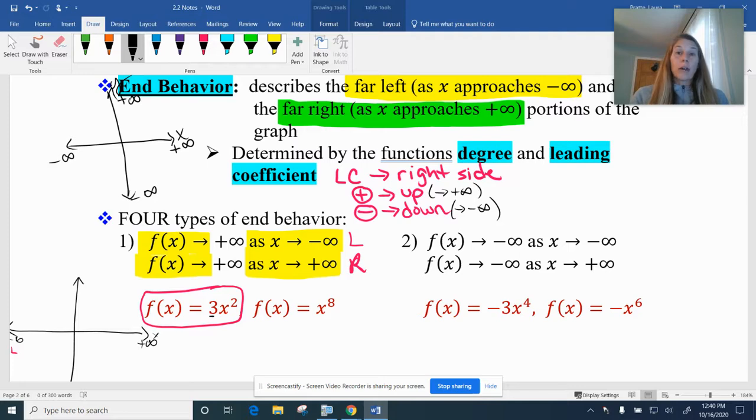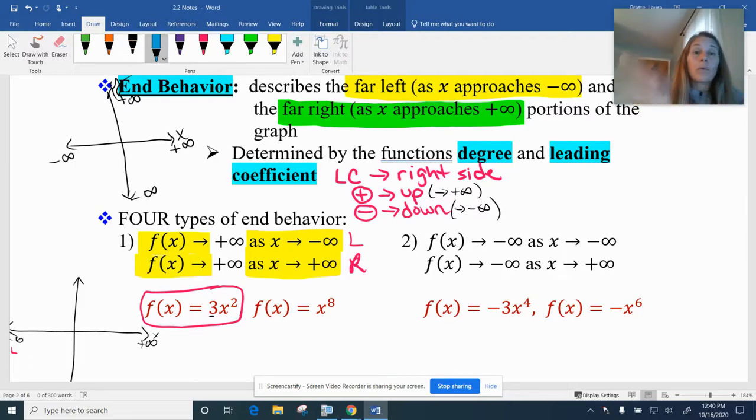But with all other graphs, cubic, graphs that raise to the fourth, fifth, sixth, seventh degree, whatever, it's always going to be determining the right side no matter what. Sometimes it'll determine the left side as well, but it's always 100% of the time going to determine the right side. Is it going up or down? So anytime that lead coefficient is positive, the right side of your graph goes up. Anytime your lead coefficient is negative, the right side of your graph is going to go down.